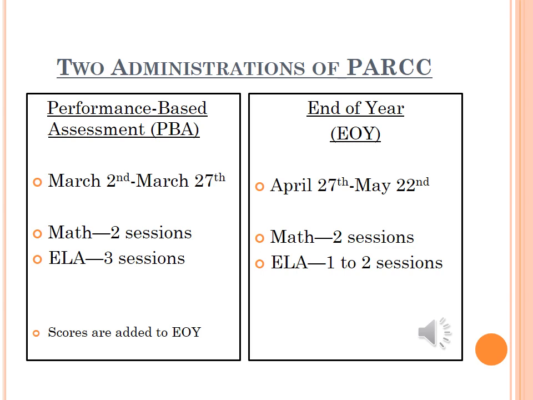The end of the year, or EOY, are more short answer, multiple choice kinds of questions, where students will have to pick the 1 or maybe the 2 correct answers. That will be administered from April 27th to May 22nd. It will include 2 sessions of math, day 1 and 2 of math, and either 1 or 2 days of English language arts. Once completed, the scores from the PBA will be added to the scores from the EOY, and the students will get 1 test score.